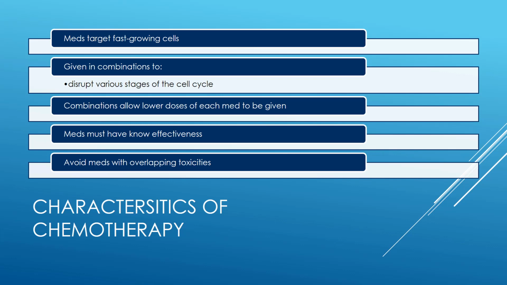Now, these medications must have known effectiveness against the particular cancer, and the effectiveness has been established through research. Finally, meds with overlapping toxicities are avoided when these combinations are chosen. For example, you wouldn't give two chemotherapeutic medications that have a tendency to cause neuropathies. We'll move on to some more characteristics on the next slide.